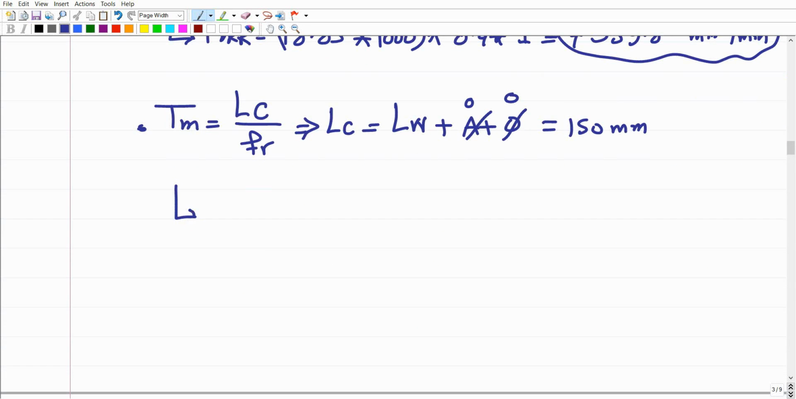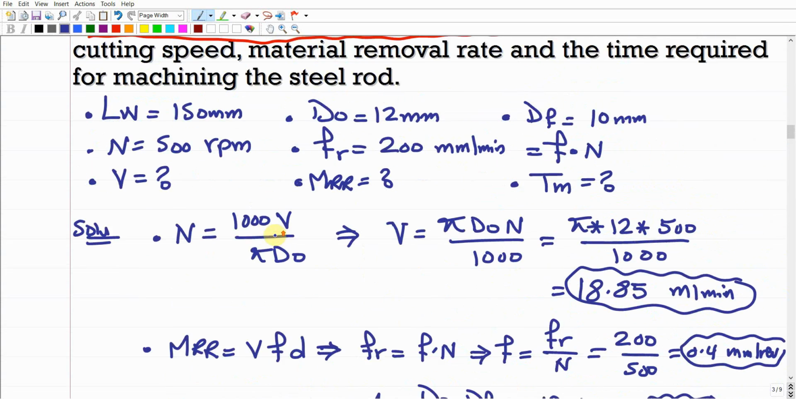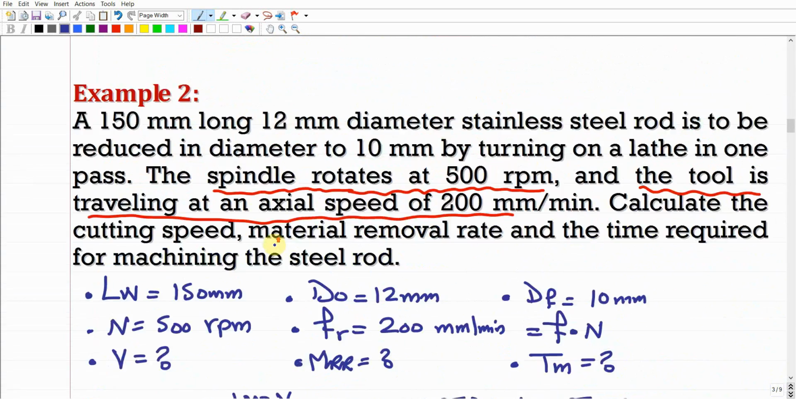Then plugging in here, you're going to end up with the machining time as 150 divided by 200 millimeter per minute. Doing the calculations, you're going to end up with the machining time as 0.75 minute. Just a part of a minute that is needed to accomplish this machining operation. Make sense? So this is for this example. Also, it is kind of a straightforward example.